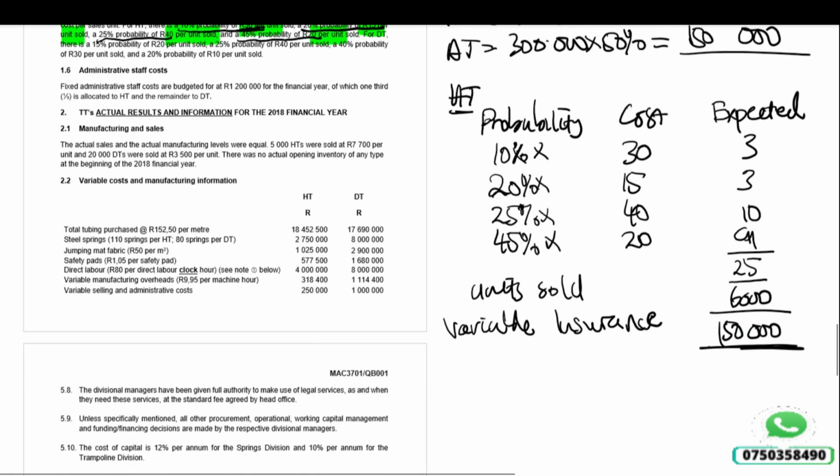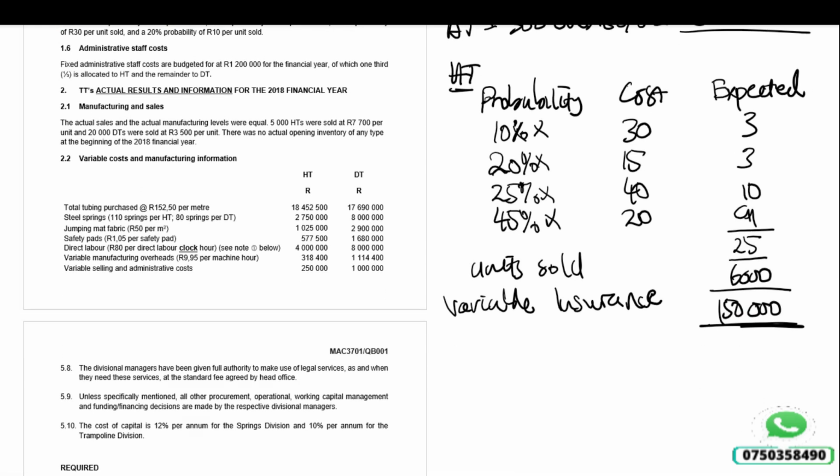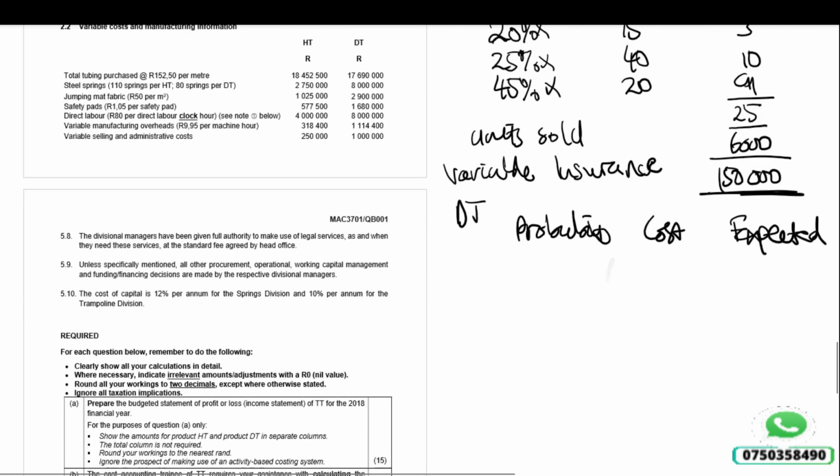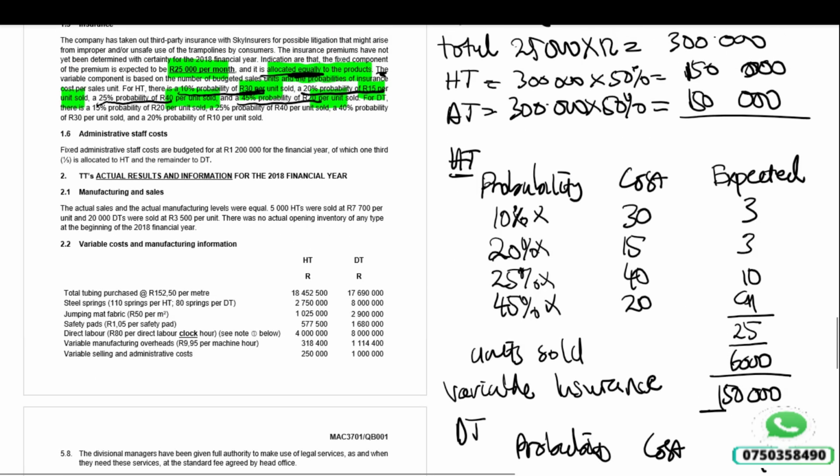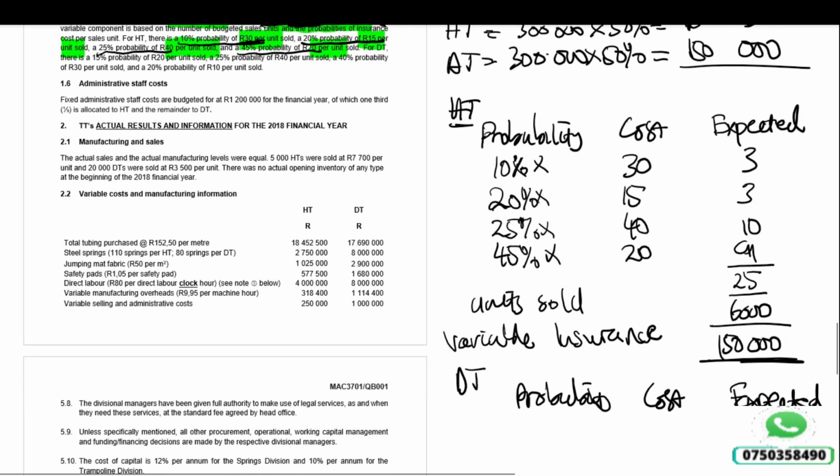That's the budgeted variable insurance cost. Now, for DT, same procedure again, right? We have the probability here, and then we have the cost, and then we have the expected cost per unit. So they said here for DT, it's 15% probability for 20 rand.